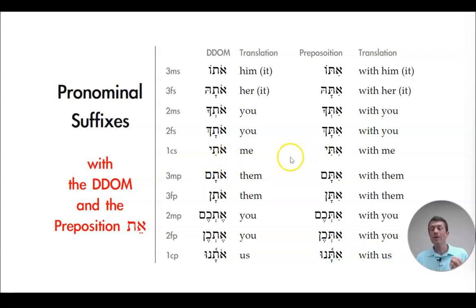Now, you remember et is also the preposition with. They look identical, and we normally have to look at context to distinguish them. However, when there is a pronoun suffix, you can actually distinguish between these two words. The definite direct object marker has a holam vowel when there's a pronoun suffix. The preposition et changes to a hiriq, so it's ito when it has a pronoun suffix. So this is with him, with her. So you can really highlight the difference between those two when they have a pronoun suffix.